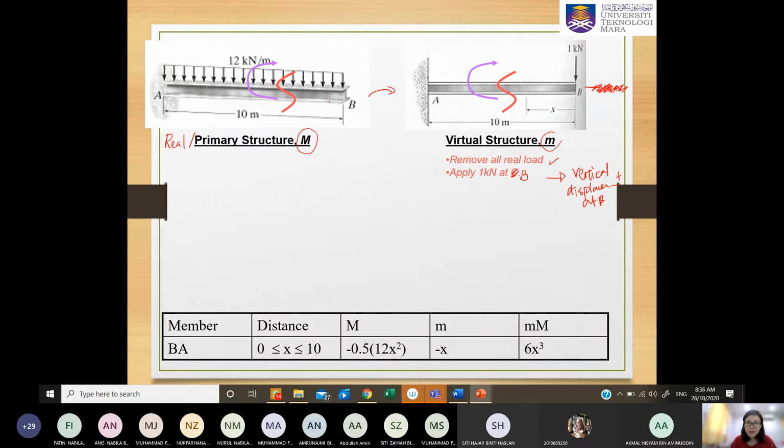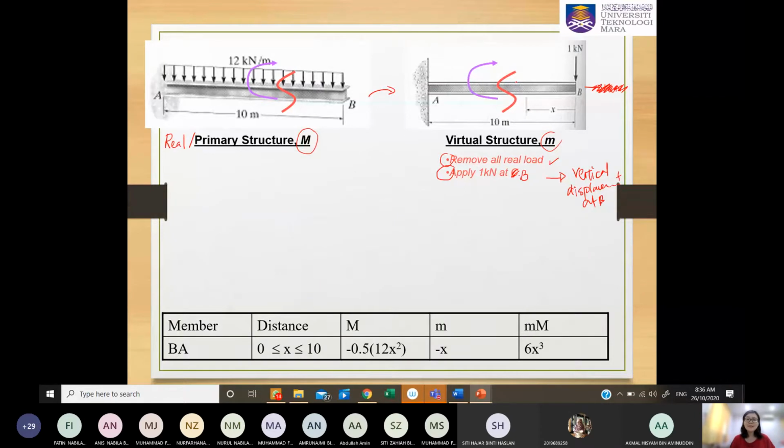Once you have copied everything to your virtual structure from the real structure, you remove all the real loads. Don't draw them at all. Then you apply 1 kilonewton where you want to determine the displacement. Now you want to determine it at B, so you put your 1 kilonewton at B, and the direction must follow whatever you want to determine. For example, for vertical displacement, you put the arrow vertically.